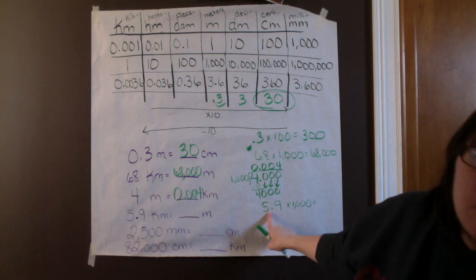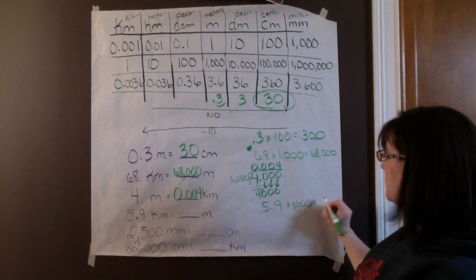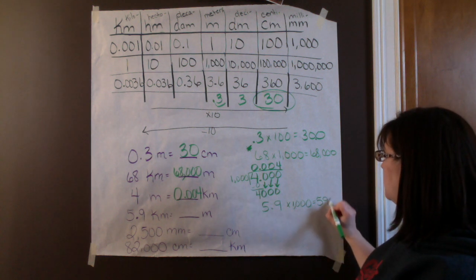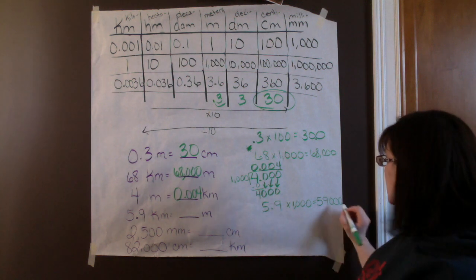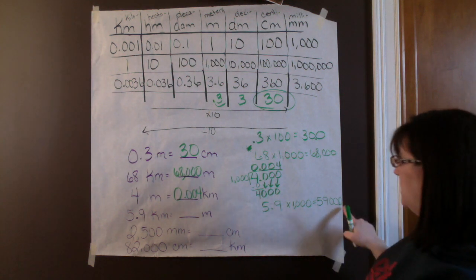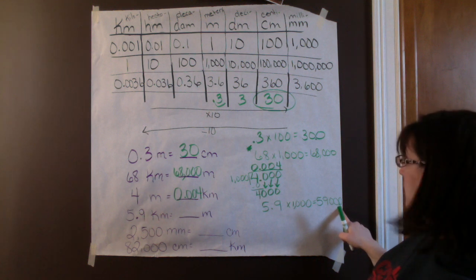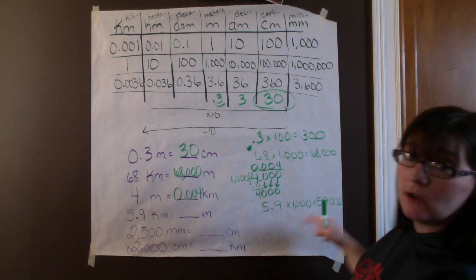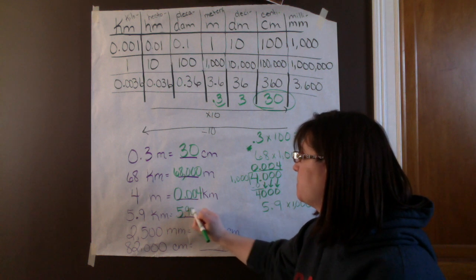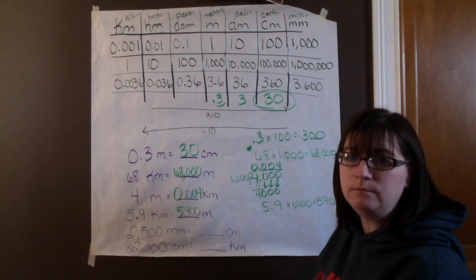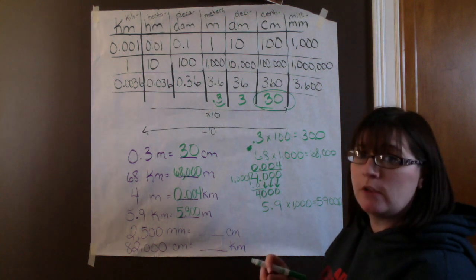So pretend that decimal's not there. So 59 times 1,000 is 59,000. I have one digit behind the decimal point, so I'm going to make sure there's one digit behind the decimal point in my answer. So 5,900 is my answer here. Okay? All right, couple more that we're going to practice with.